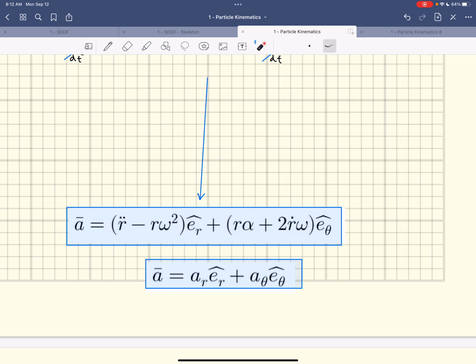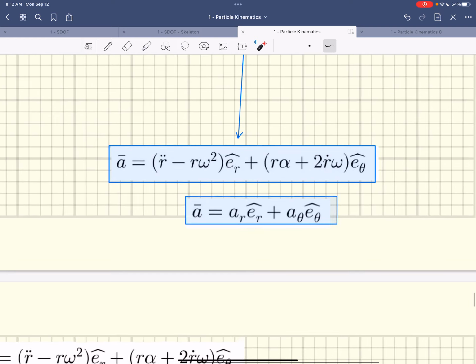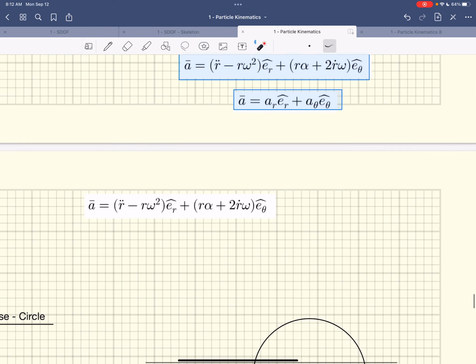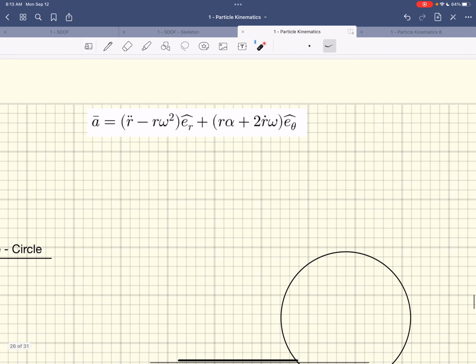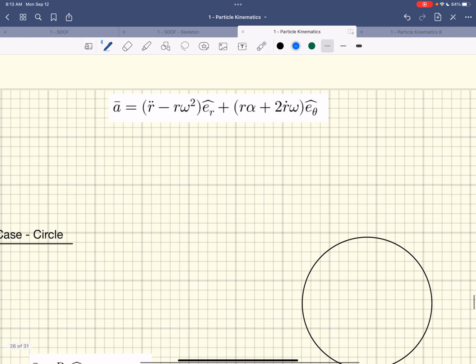Okay? So let's talk about what each of these terms are. Each one of these, r double dot, r omega squared, r alpha, and r dot omega, all have a name and a meaning. That's the first part of using this, trying to figure out what each of these things mean. This is just a repeat of the equation up above, and let's go through each of these things.